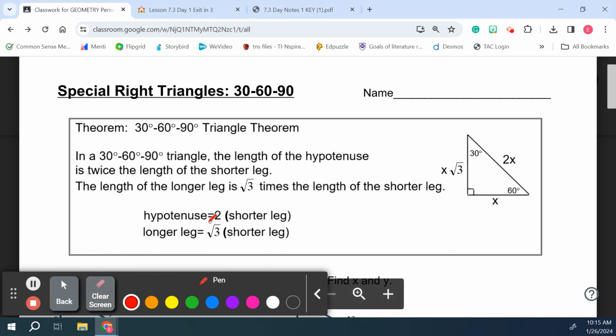Now, how do we identify what the shorter leg is? The shorter leg is always across from the 30-degree angle. So this is the short leg, this is our long leg, and this is our hypotenuse.